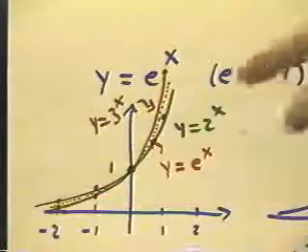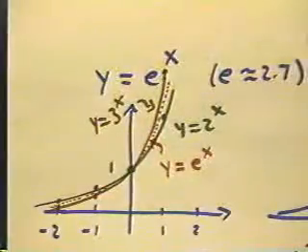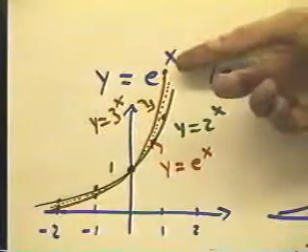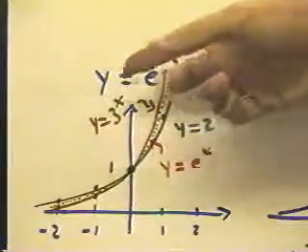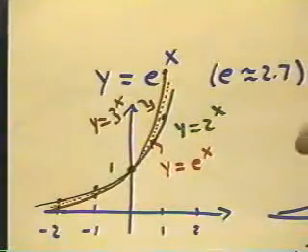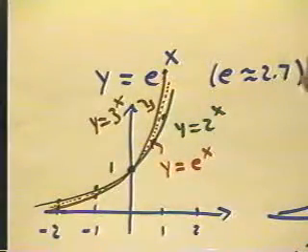This is because this function, y equals e to the x, has a very simple derivative. The derivative of y equals e to the x is just dy dx equals e to the x. The function is its own derivative. And we'll see what that means and why that happens later.